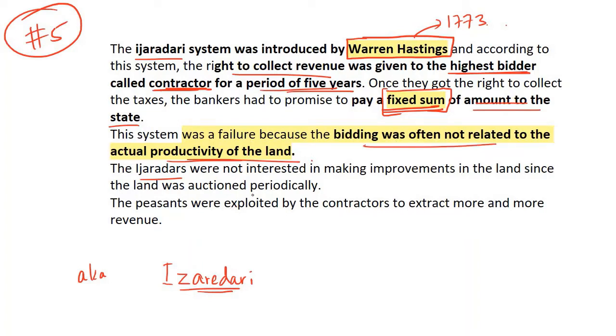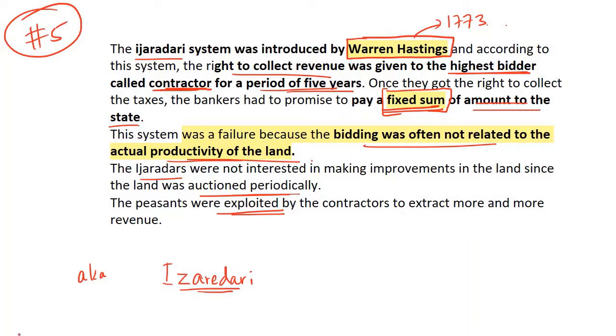The Ijradars were not interested in making improvements in the land because land जो है वो auction किया जाता था periodically, और इसमें peasants को बहुत exploit किया जाता था by the contractors to extract more and more revenue. Ijradars basically कौन है? Ijradars were tasked with collecting revenue from the farmers. And then they had to pay the fixed sum to government. Remember this, fixed sum, variable amount नहीं था, fixed था, और ये bidding के through होता था.